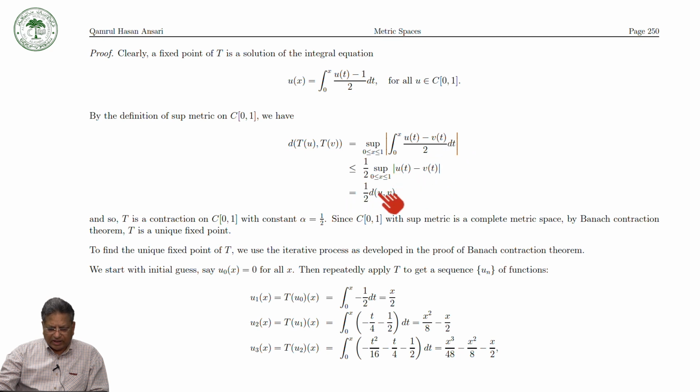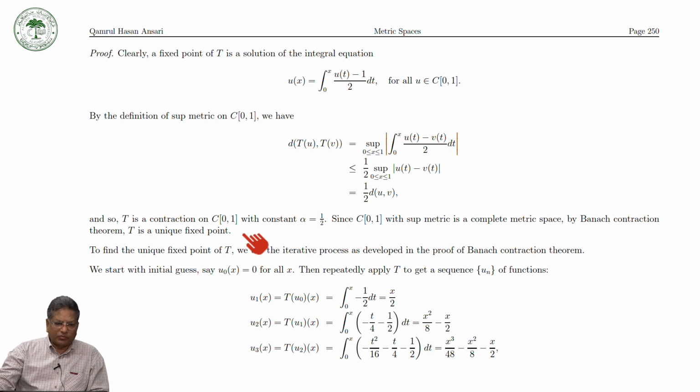So you can take, and therefore this is what? This is equal to d(u,v), because this d(u,v) is with the sup metric. So this is less than or equal to half d(u,v). But if you take alpha equal to half, then T is a contraction map. Okay, and we have already seen that C[0,1] with respect to the sup metric is a complete metric space. So by the Banach theorem, it has a unique fixed point.